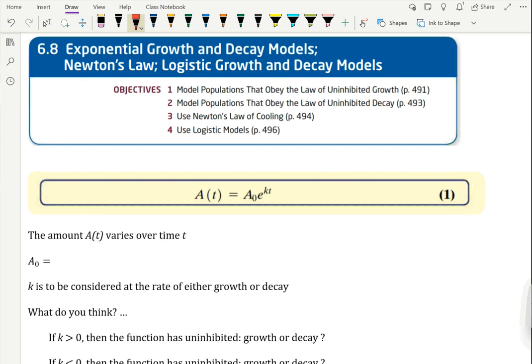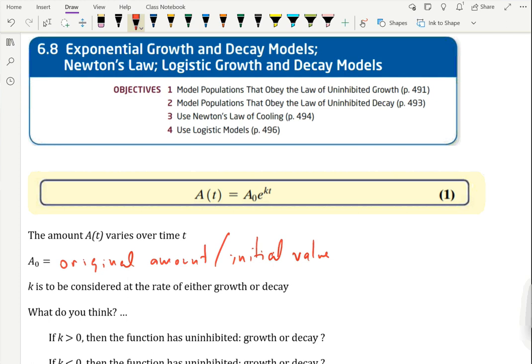So what we're saying here then is that the amount A of t varies over time. So the amount that we have is going to vary over time. So time is going to be our independent variable here. So what is A sub 0? A sub 0 then is our original amount. We might have called that the initial amount or the initial value earlier on. So these values are the same. The positions maybe change letters, okay, but the position still is going to end up being that initial value.